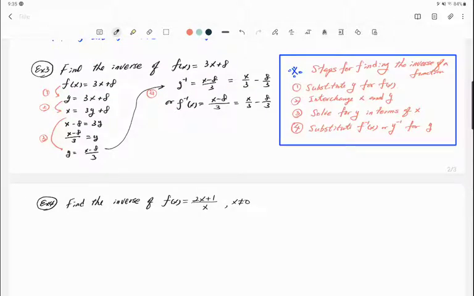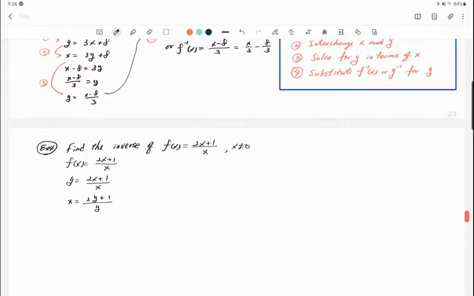Okay, now let's find the inverse of this function. So write down f of x equals 2x plus 1 over x, right? And the first step is substitute y for f of x. So we will write y equals 2x plus 1 over x. And then interchange the variables x and y. So x equals 2y plus 1 over y, right? And then now solve for y.